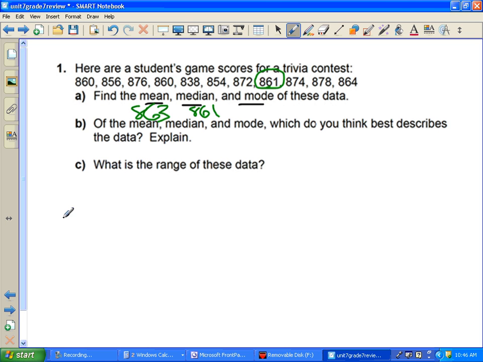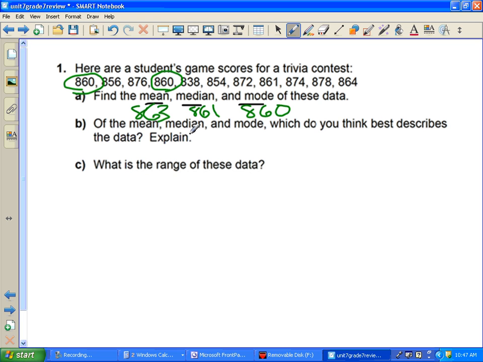I could test this by putting them in order and then crossing one off each side until I end up with a number in the middle. So that's the median. And finally, to calculate the mode, it's the one that appears the most. Out of all these, 860 appears 2 times, so my mode is 860.